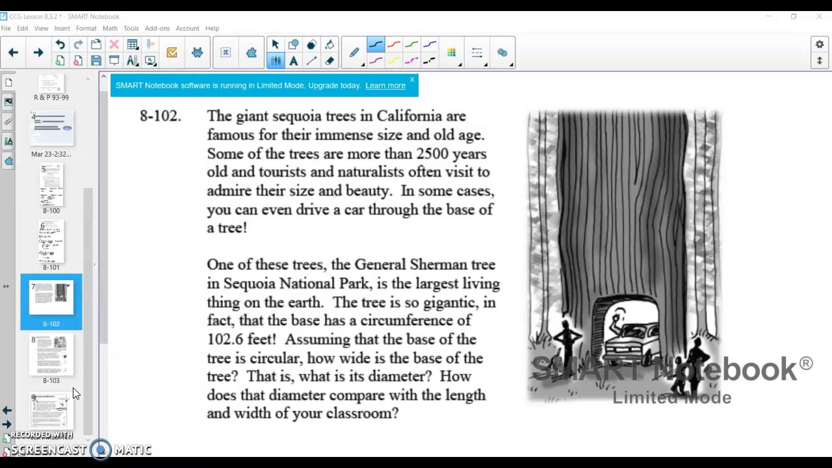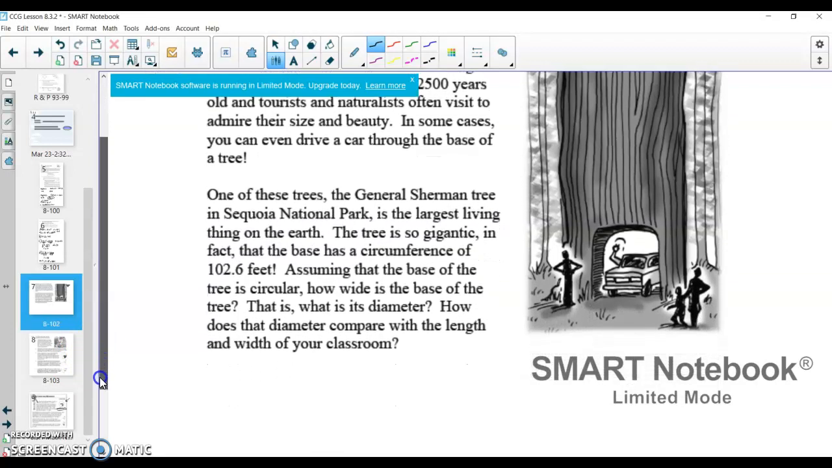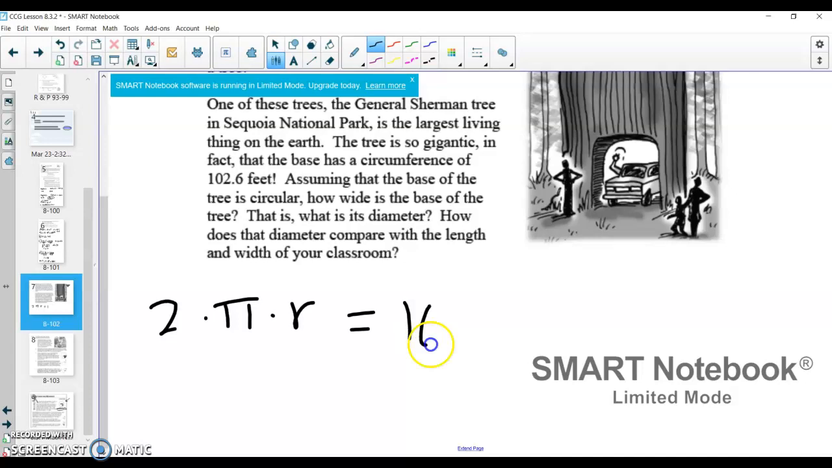Okay. How does this diameter compare with the length of your classroom? Well, I don't know how long our classroom is, so we're not going to do that part. But we can do this part. We know the circumference is 102.6 feet, and the equation for circumference is 2 times pi times the radius, which we do not know. But we know that gives me an answer of 102.6. Sorry for the little point there. Also, sorry for the terrible handwriting throughout the whole lesson.